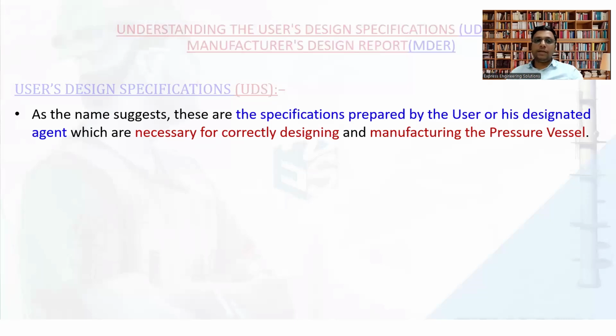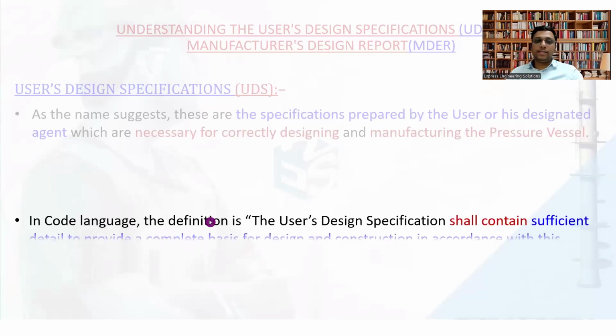As the name suggests, these are the specifications prepared by the user or his designated agent, which are necessary for correctly designing and manufacturing the pressure vessel. So whatever information needs to be provided to the designer for its correct designing and manufacturing is called UDS. And whose responsibility is this? This is the responsibility of the end user or his designated agent.